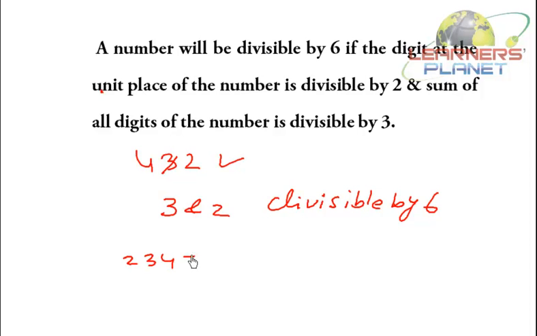Similarly, we can take more examples. 23451. Now this is the first example, and this is the second example. In this example we see that the number is not even, so we don't have to calculate it for 3. Since the number is not even, it is not divisible by 2, so it cannot be divisible by 6. Let's take more examples. Let's take a bigger number.